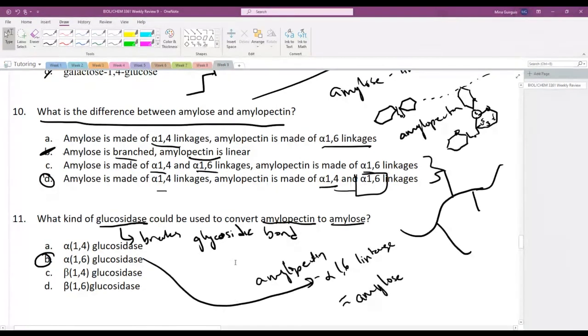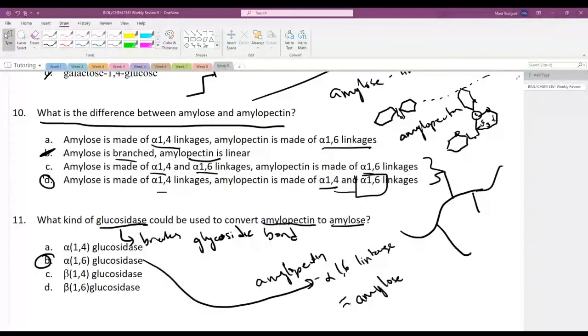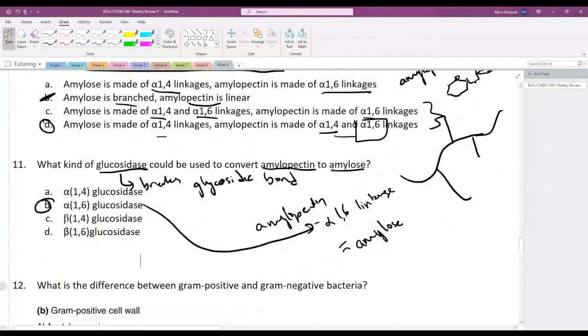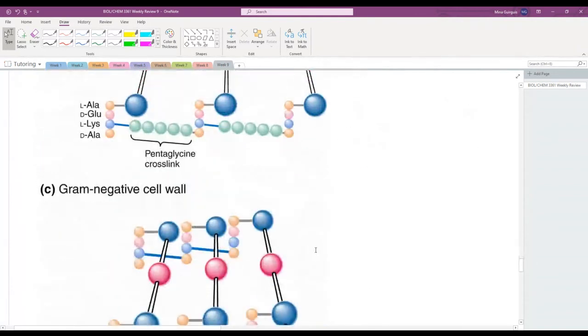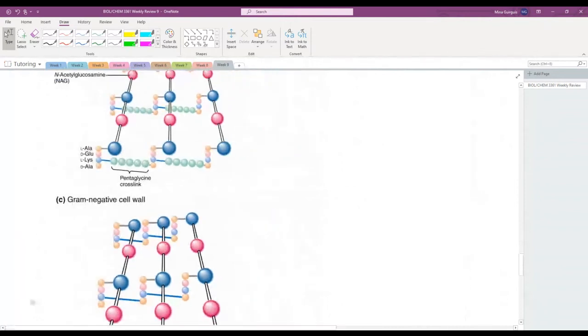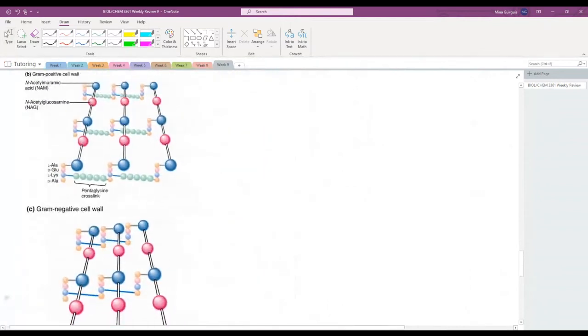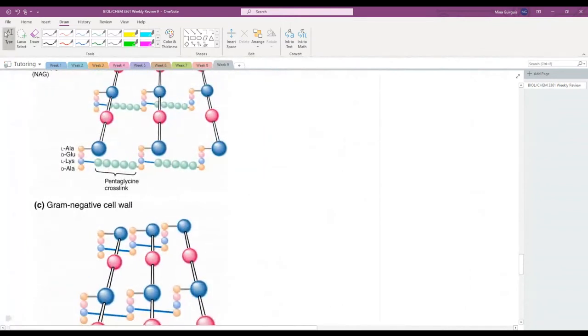So the last kind of weird topic in this chapter, in chapter 7, I believe it is. Yeah, chapter 7, is gram-positive and gram-negative bacteria. And this is something that I'm sure you'll hear a lot in media, like, oh, it's gram-positive, gram-negative, but what does it actually mean? So I pulled these two images from your PowerPoints. And I want to kind of zoom out a little bit. Right there, that's good. Talk about it.